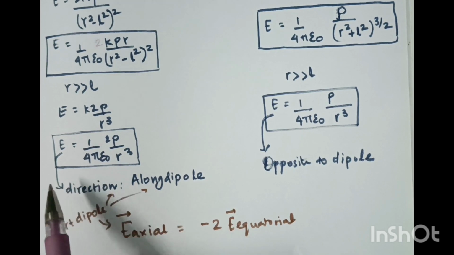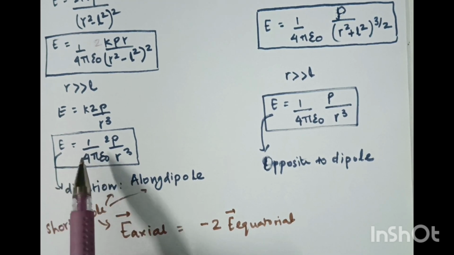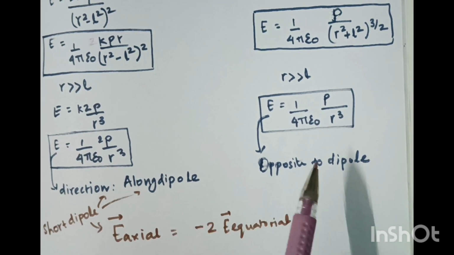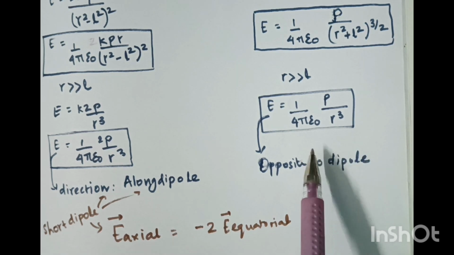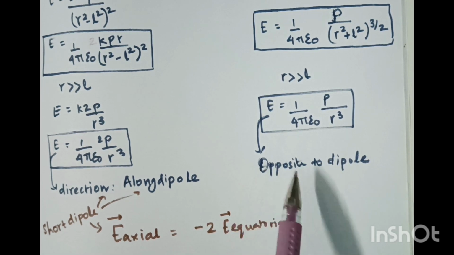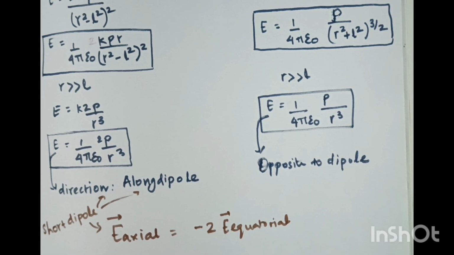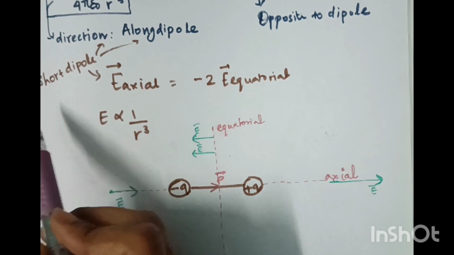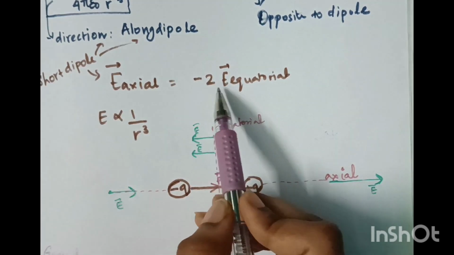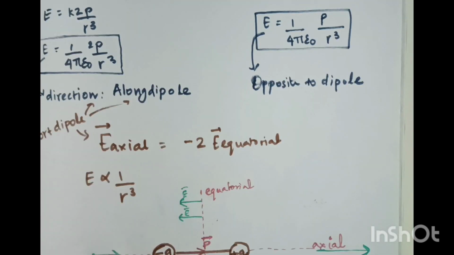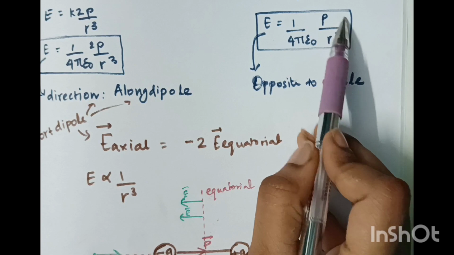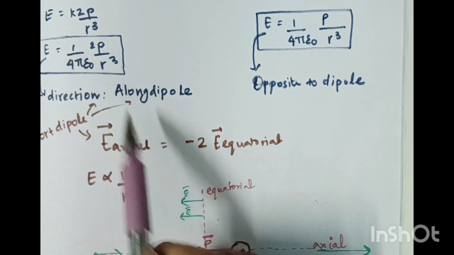First, please remember, for axial position, the direction of electric field will be along the direction of the dipole. If you take equatorial position, the direction of electric field will be opposite to that of the dipole. Now let us see that. We should also note E axial equals minus 2 times E equatorial, because if you see this one, this is E axial, this is E equatorial, and if we multiply this with 2, we get E axial. So that is what I have shown here.